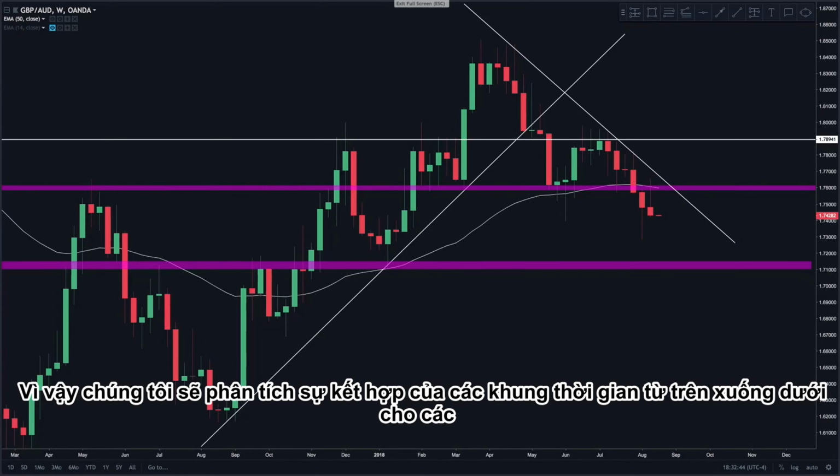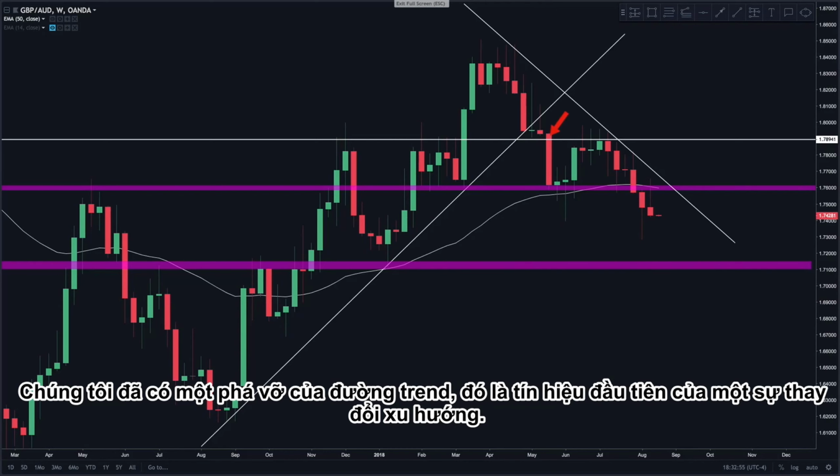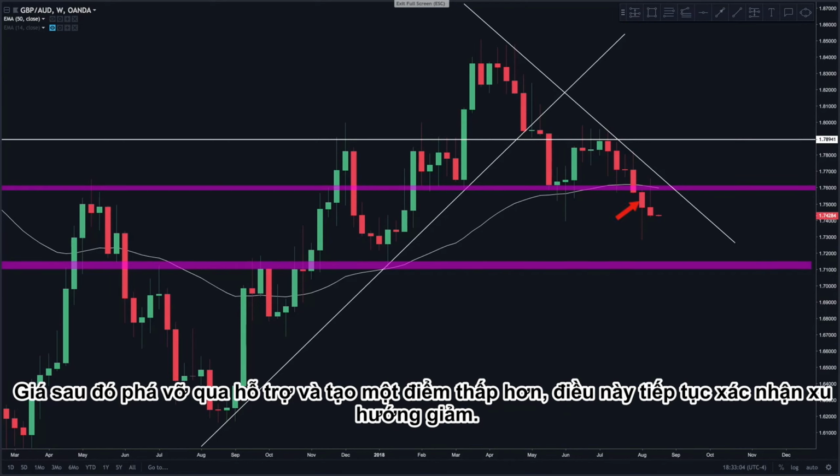So we're going to break down time frame confluence from the top all the way down to the intraday time frames for pivot entries. We had a break of trend line, which was the first signal of a trend change. We then had a lower high form, which confirmed this downtrend. Price then broke through support and made a lower low, which further confirms this downtrend.